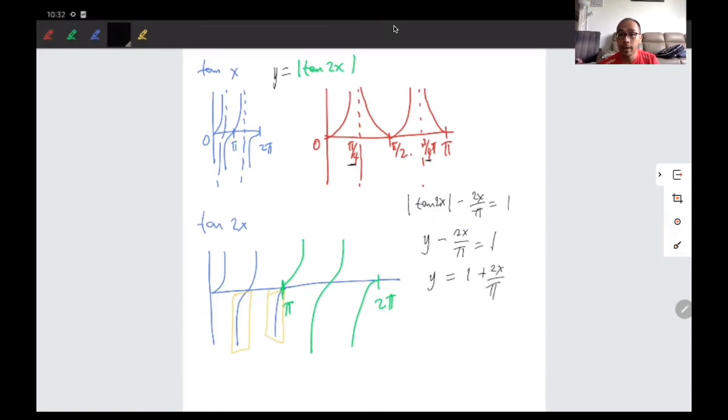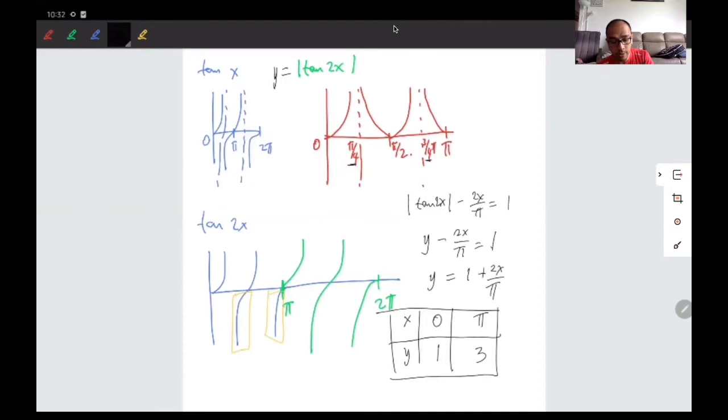Once you have the equation already, you can actually draw the straight line graph. So always use the smallest and biggest values, x equals to 0, x equals to pi. When x equals to 0, y equals to 1. When x equals to pi, y equals to 1 plus 2, 3. X equals to 0, 2 times 0 is 0, so it's going to be 1. X equals to pi, 2 pi over pi is 2, 1 plus 2 is 3. Then you mark it out over here. So this is 1 and this is 3.